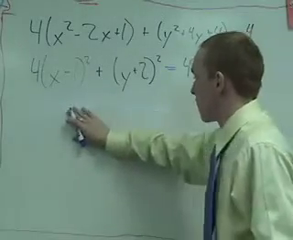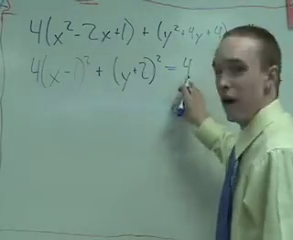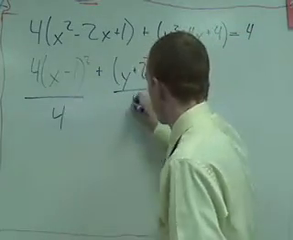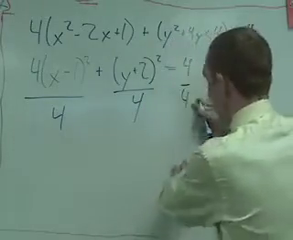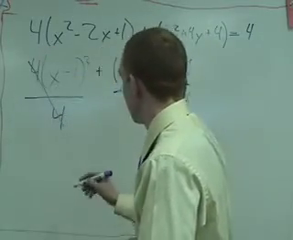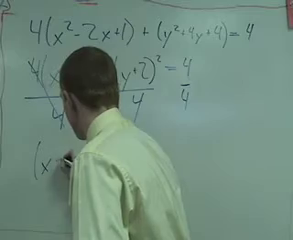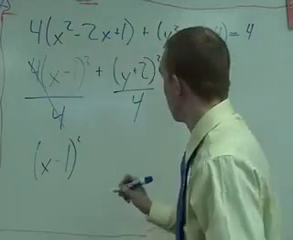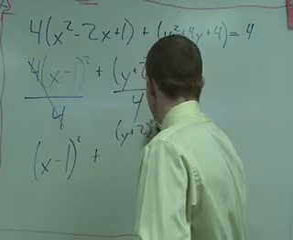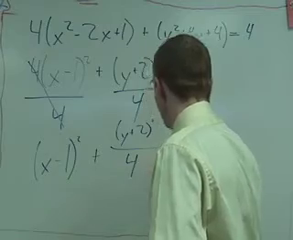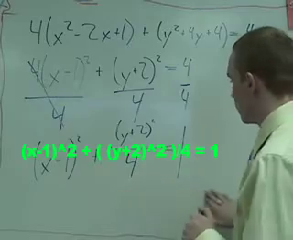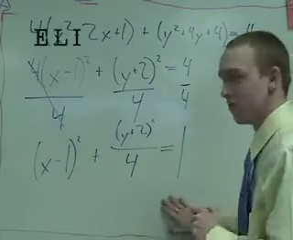All conic sections have to be equal to 1. So we have to divide this by 4. We have to divide everything by 4, so we can get a 1 over here. With this, we see that we're going to get some 4's to cancel here. So we're going to have x minus 1 all squared plus y plus 2 squared all divided by 4 is equal to 1. And there is your final answer. And from this, we can get a pretty cool graph.